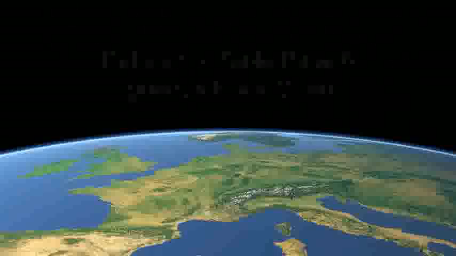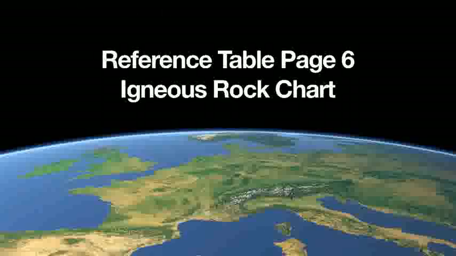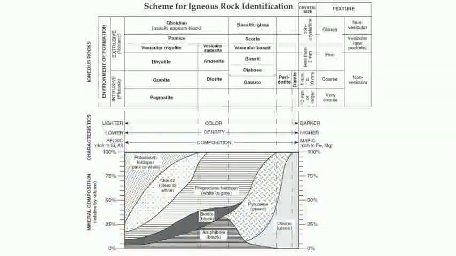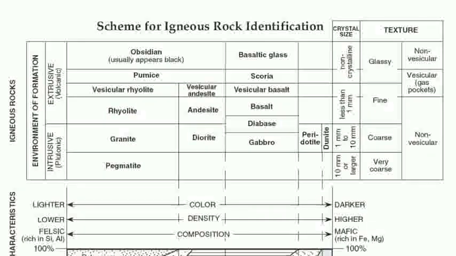Today we're going to focus our attention on page 6 in the reference table, your igneous rock chart. Now your igneous rock chart, there's a couple different components here in terms of how to read this chart. There's a lot of information that you need to be able to grab out of this. So let's start out with the very, very top of this chart first. And probably the most important section is going to be your texture.